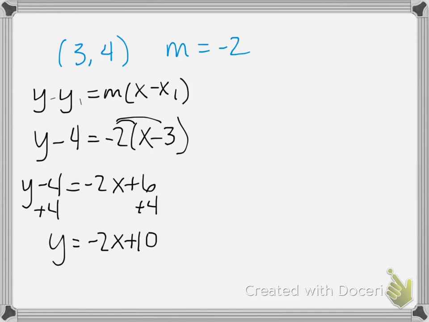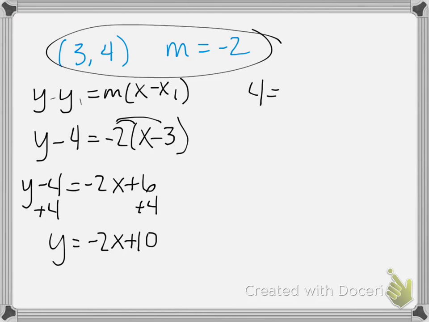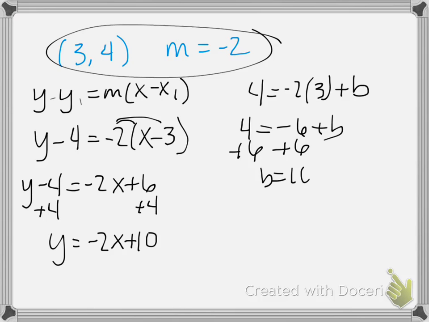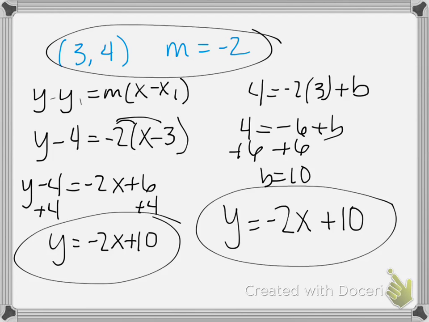Okay, I could have also plugged my point and slope into my slope-intercept equation, so I'd get 4 equals negative 2 times 3 plus b, because I have a slope but I don't have a y-intercept. So 4 equals negative 6 plus b, add 6, b equals 10. That is not my slope-intercept equation. I need to keep going by filling in my slope and my y-intercept. So you'd get the exact same equation no matter which way you did it.